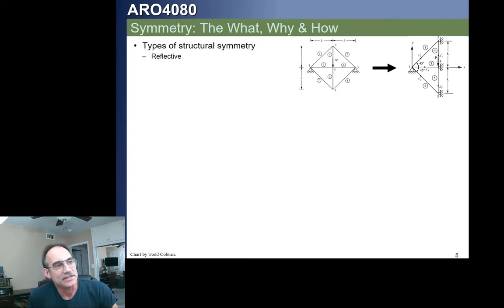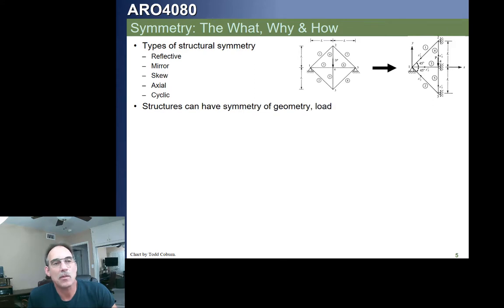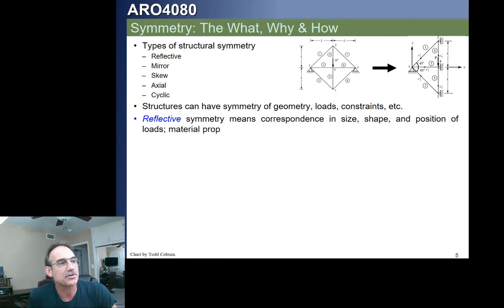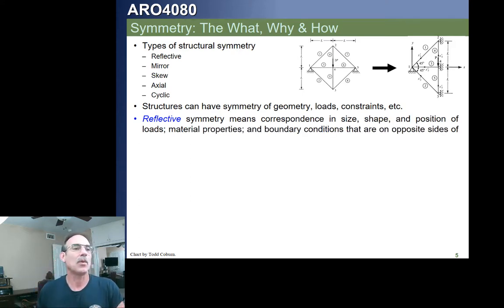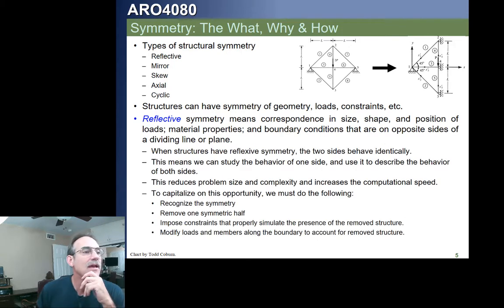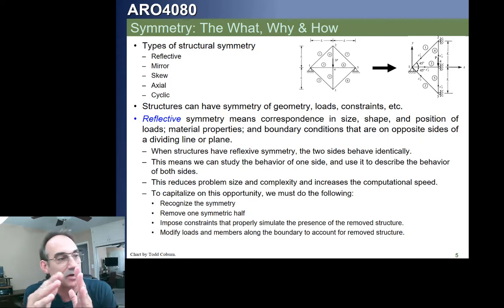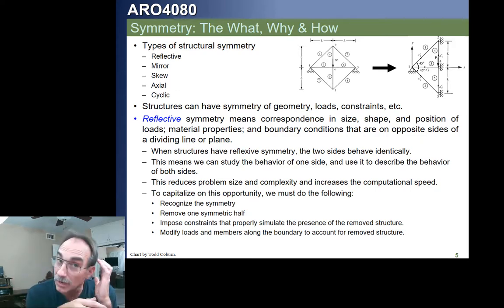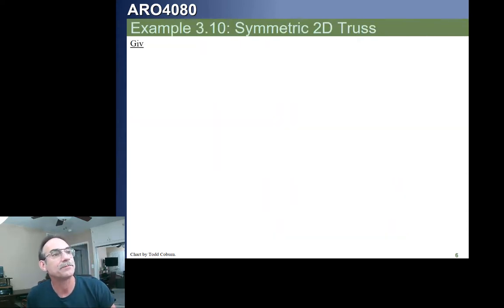So let's take a look at how this actually works. Let's go back to this little structure we saw and try and figure out why we were able to break it up the way we did. Here's some different types of structural symmetry, and mainly we're going to be looking for this reflective symmetry, as if there's a mirror there, okay? When we do that, we have to recognize first that there is symmetry. We're going to need to remove one symmetric part, and then we're going to impose constraints for the part that we removed, much like drawing a free body diagram, and then modify the loads on the interface. We'll do that step by step in the next example.